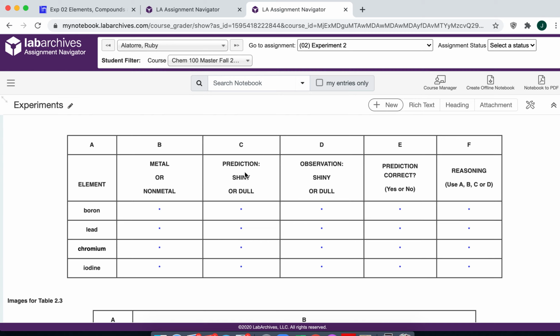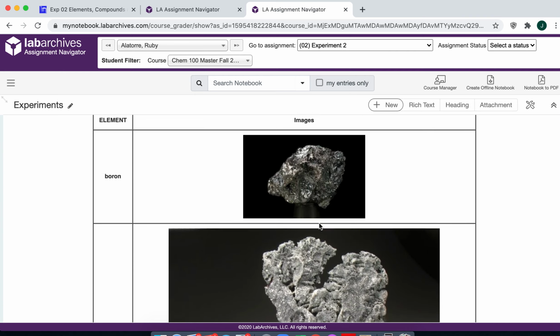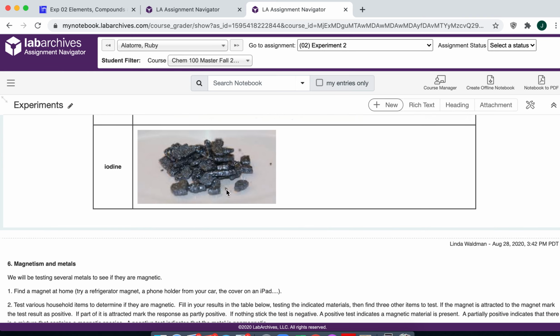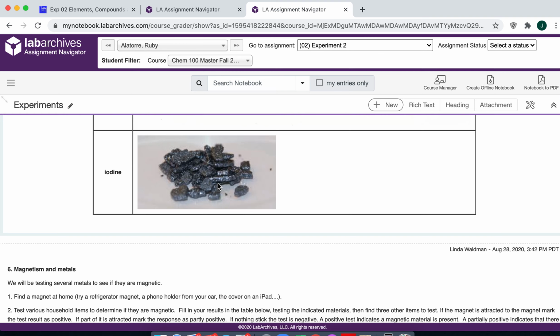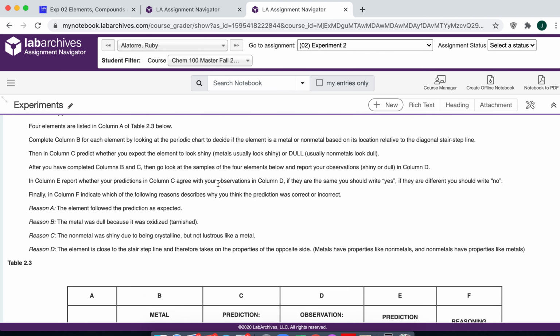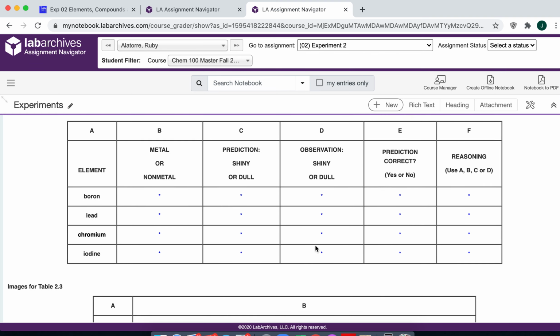Since it's a non-metal, I should predict it has the property of a non-metal, which is dull, not shiny. Shiny is a property of metal elements. And now after I predicted, I'm going to take a look at the observation, which is the picture provided here. So iodine, the picture given here, it looks kind of shiny, right? So it's up to you. It doesn't matter what you feel. You should put it here.